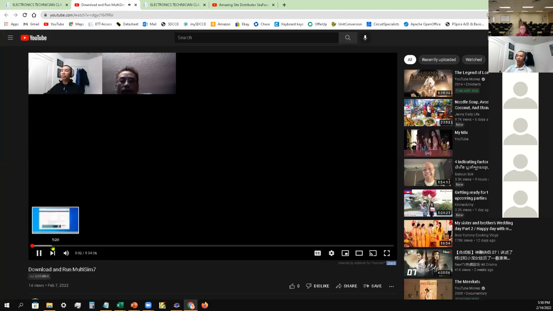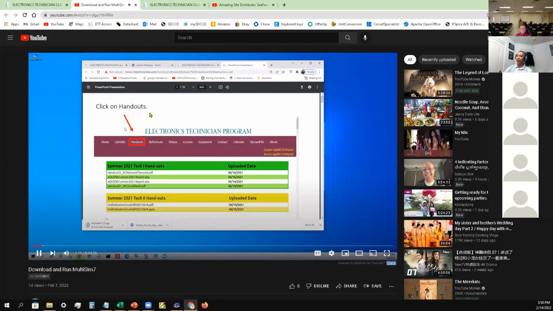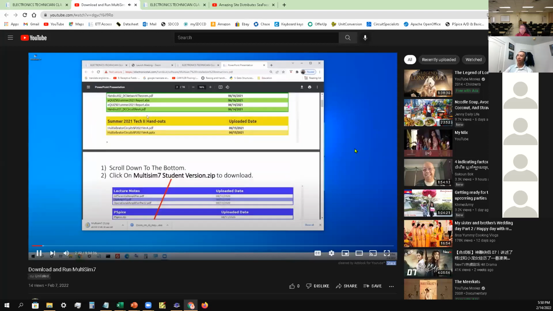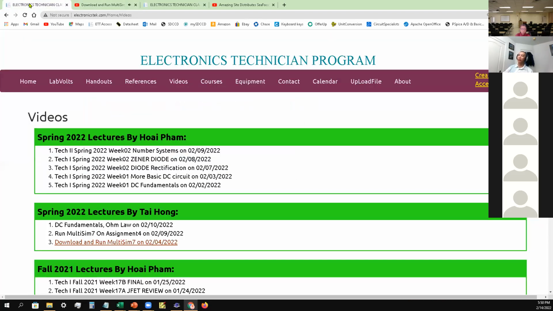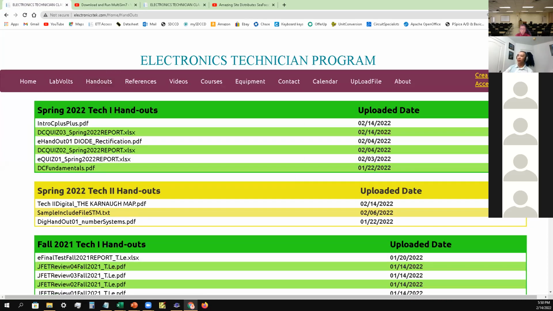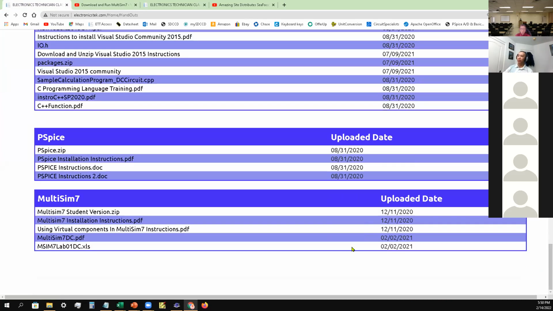You can stop and speed it up, so that if you need it, you can go step by step. See? Okay, so just go watch that. The MSIM is under the handout menu, and then it's MSIM7 down here. You're going to need to download this one, MSIM7 student version.zip. Okay. You got that, Luke? Yeah.